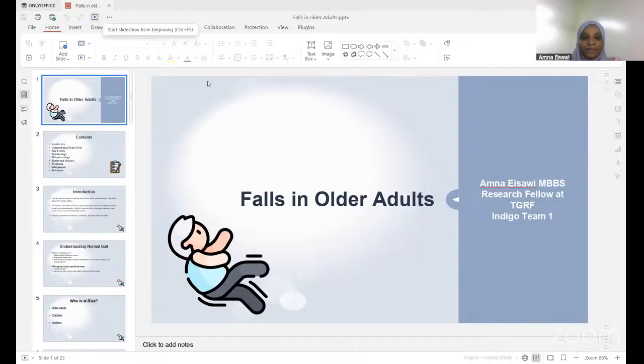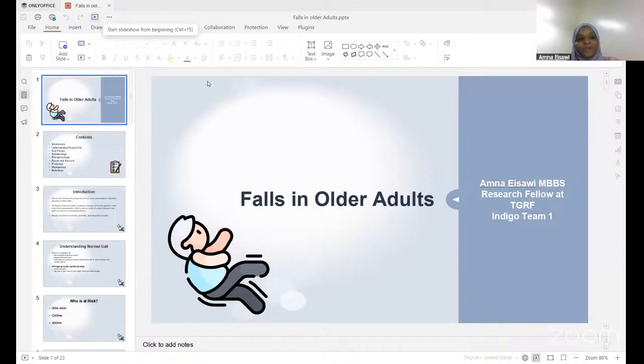So today we'll be talking about falls in older adults. First, I'll give you a brief introduction, and then I'll talk very briefly about the normal gait and the different factors that form the normal gait. Then we'll go through the risk factors, the epidemiology, and some of the statistics, and then the pathophysiology of why they're more frequent in older adults. Then the important history and physical examination points you would need to focus on when taking a history from a patient who suffered from falls. And then very briefly about the evaluation and management, and I'll give you some references for further reading.